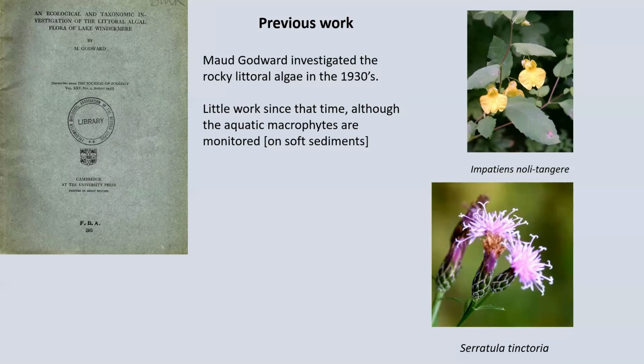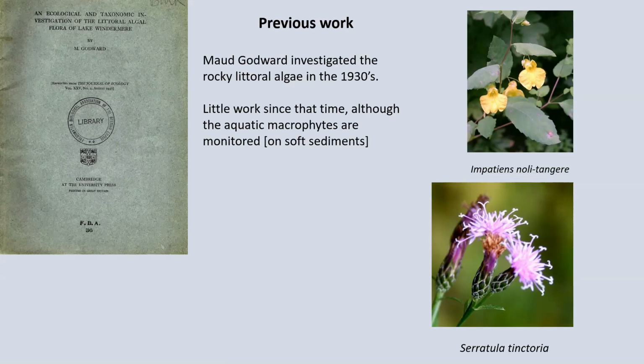Very little, in fact. Maud Godward investigated the littoral algae from the rocky shore of Windermere in the late 1930s and published the paper. You can see the title on the left there. She did a very good job, in fact, described a number of new algae. And also, more importantly, perhaps, she looked at the ecology of these algae to a depth of about 8 or 9 meters, which is quite something for that period. This was while the FBA was based at Ray Castle, and indeed the work was carried out on the shore below Ray Castle. But since that time, there's been very little.